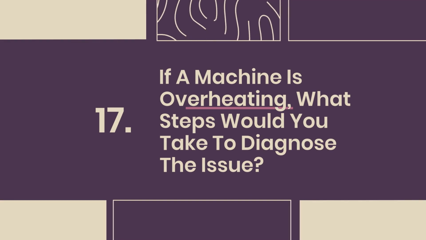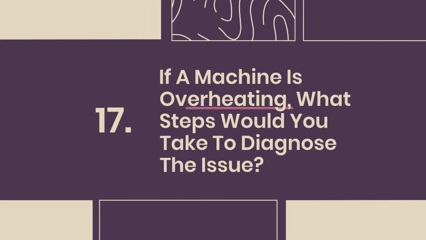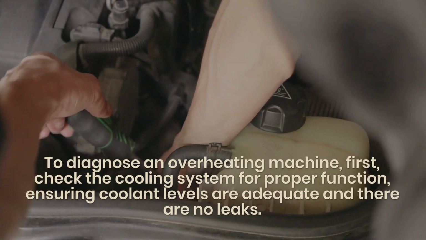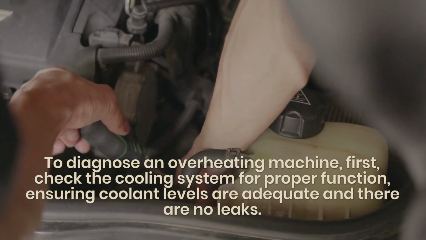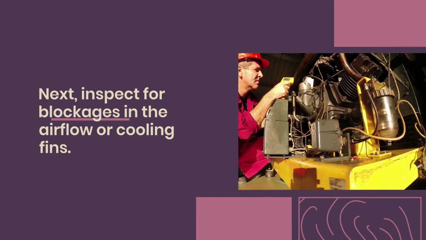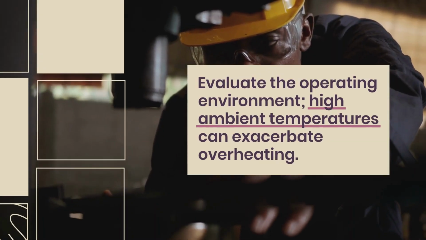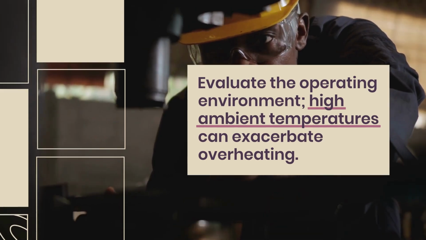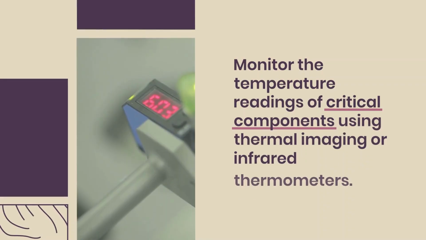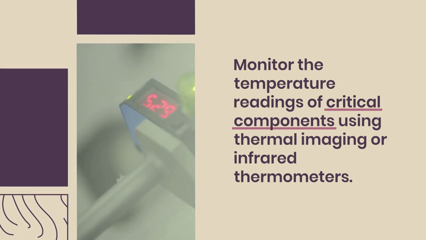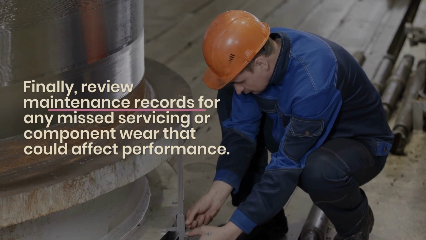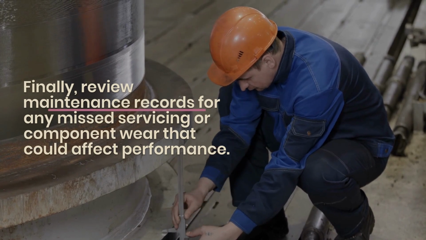17. If a machine is overheating, what steps would you take to diagnose the issue? To diagnose an overheating machine, first, check the cooling system for proper function, ensuring coolant levels are adequate and there are no leaks. Next, inspect for blockages in the airflow or cooling fins. Evaluate the operating environment. High ambient temperatures can exacerbate overheating. Examine the machine's load conditions, as excessive loads can cause overheating. Monitor the temperature readings of critical components using thermal imaging or infrared thermometers. Finally, review maintenance records for any missed servicing or component wear that could affect performance.